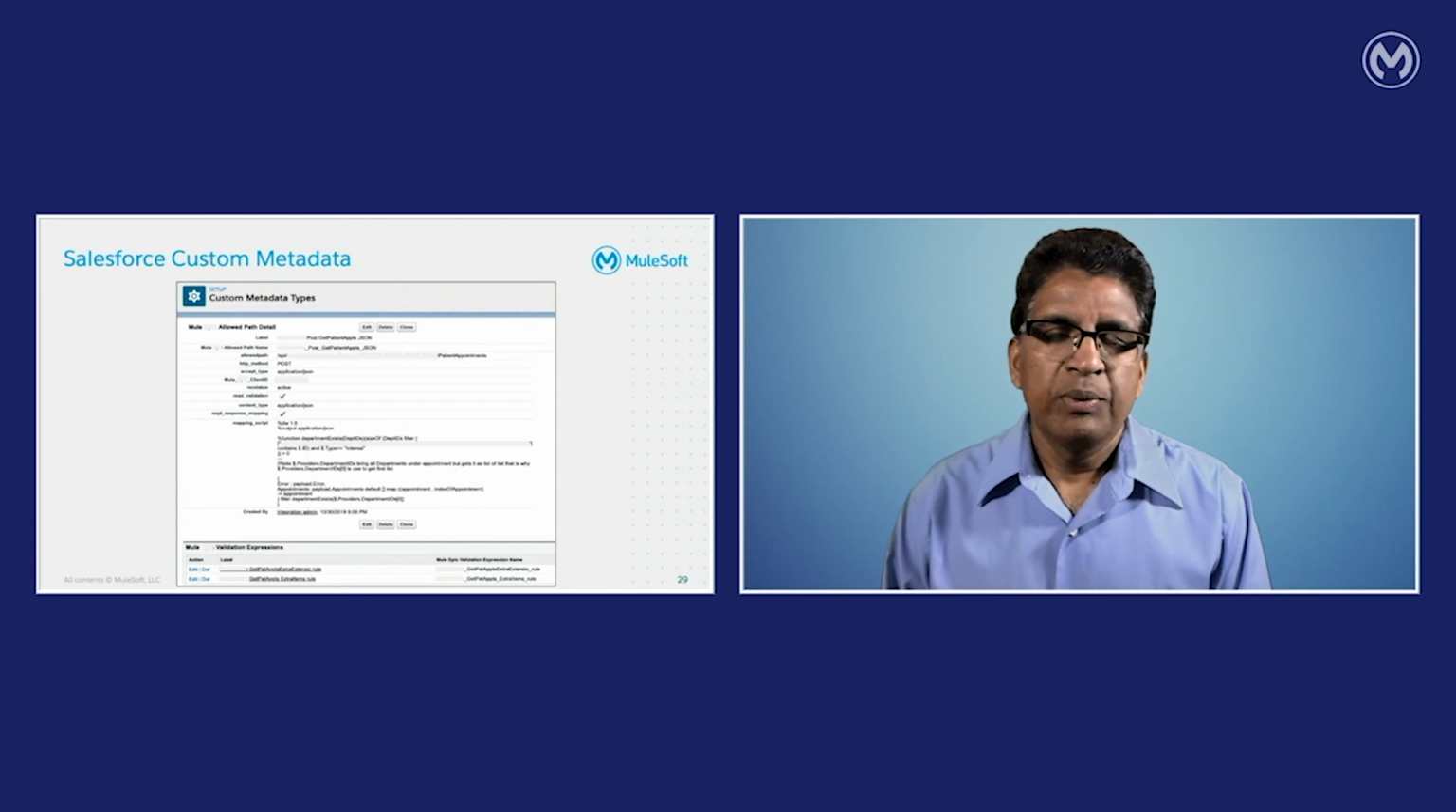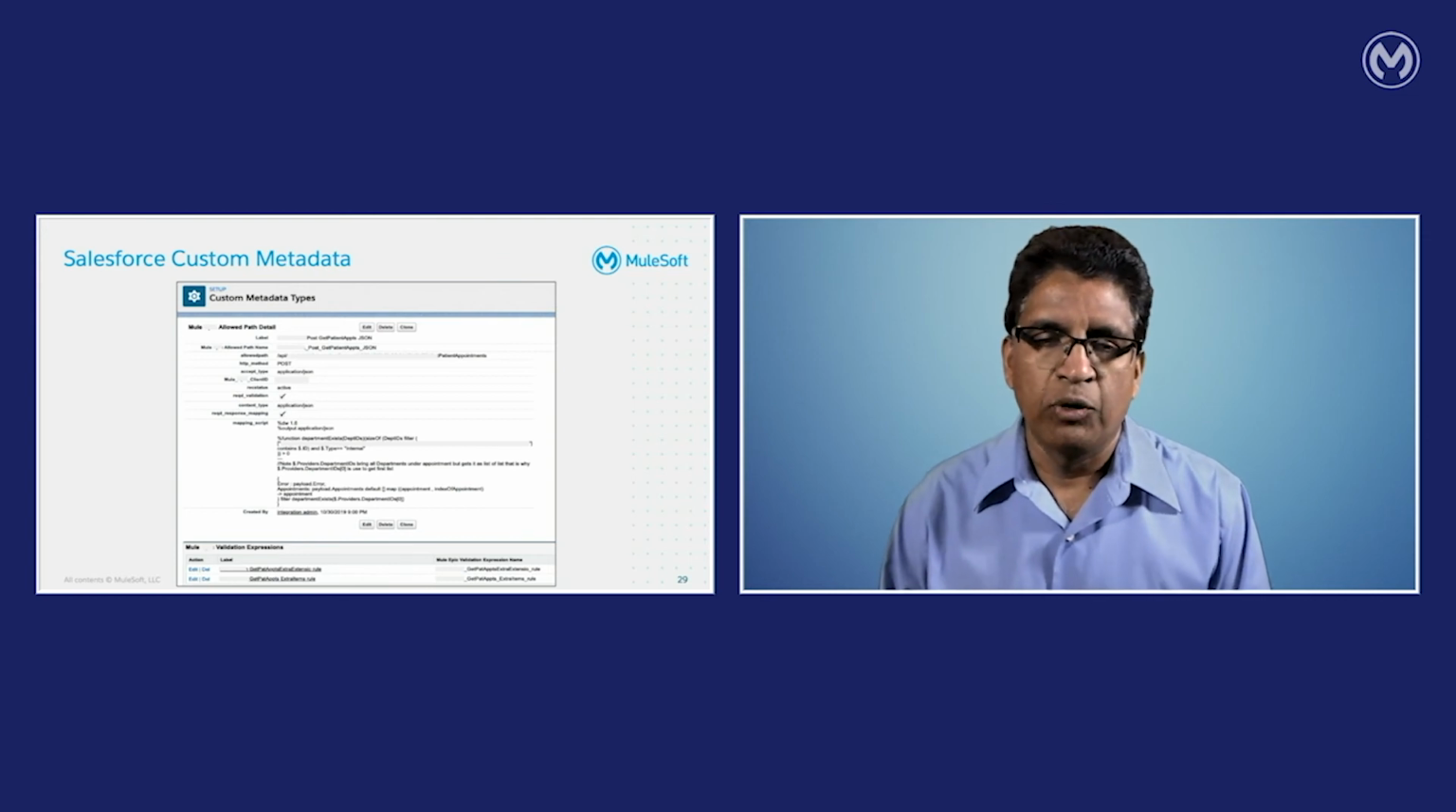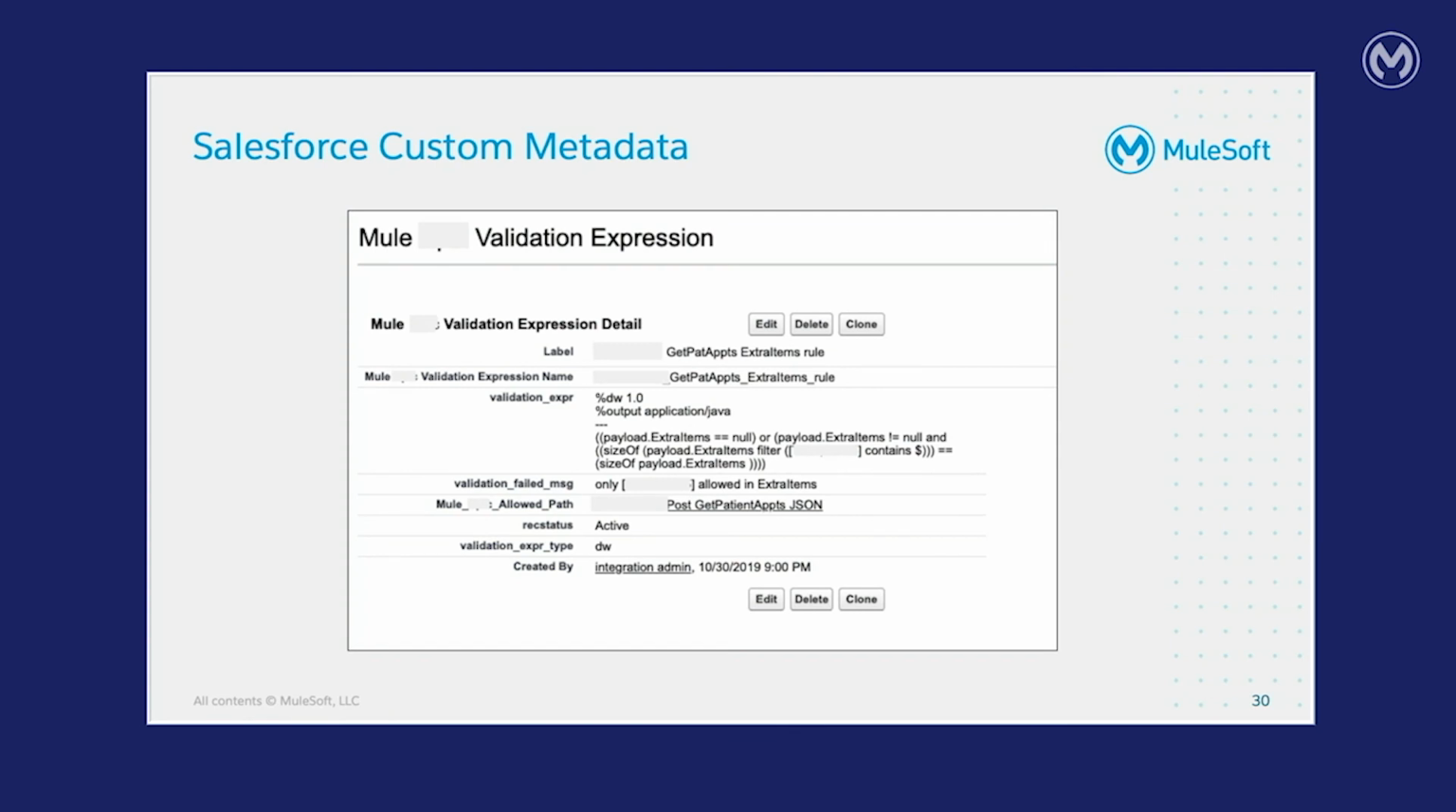So this is a script we store in the custom metadata, and it gets read initially when the flow starts, and it loads into memory. So this is an example of a validation expression.